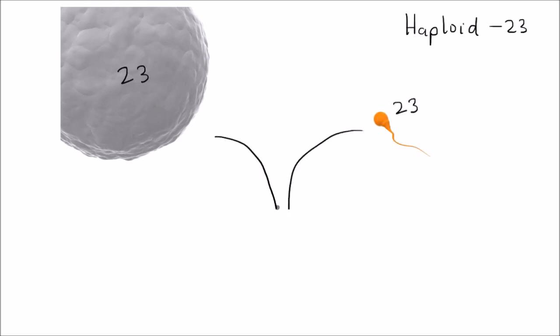When they combine, their nuclei will fuse together, and the resulting fertilized egg will contain 46 chromosomes. In other words, 23 pairs. And each of those pairs will contain a chromosome from the sperm and a chromosome from the egg. So you have 23 pairs making 46 total chromosomes in the fertilized egg. So that's why the gametes need to have half the usual number of chromosomes, why they need to be haploid cells. And meiosis is how they are formed.